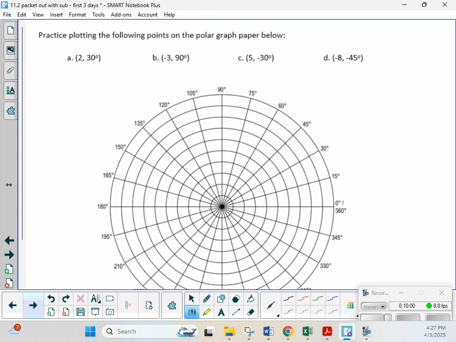First one up is 2, 30 degrees. So I'm going to rotate to 30 degrees first. My point's going to be somewhere on here. Here's the pole. I'm going to go 2 units from the pole, or basically jump out 2 circles from that center. Right here, let's label this 2, 30 degrees. Let's label them as we go. Keep track of them.